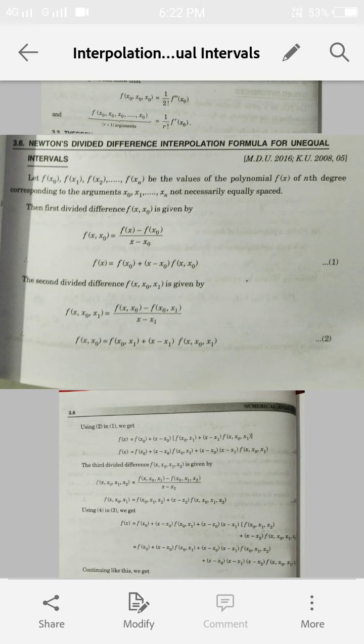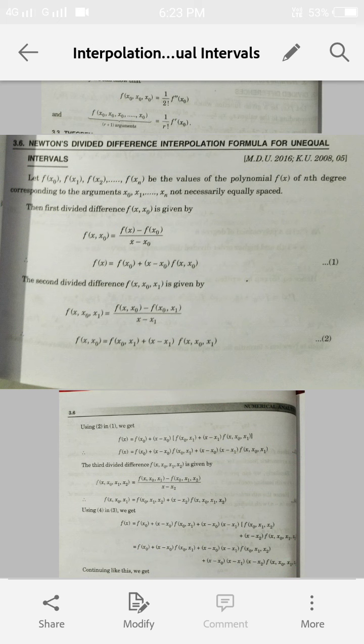Now look. Let f of x0, f of x1, f of x2, f of xn, these all are the values of the polynomial f of x of nth degree corresponding to the arguments x0, x1 up to xn, and these values are not necessarily equally spaced. Then first order divided difference over f of x, x0, that will be given by f of x minus f of x0 upon x minus x0. Now by using simple calculation, we can write equation 1 as f of x is equal to f of x0 plus x minus x0 into f of x, x0.